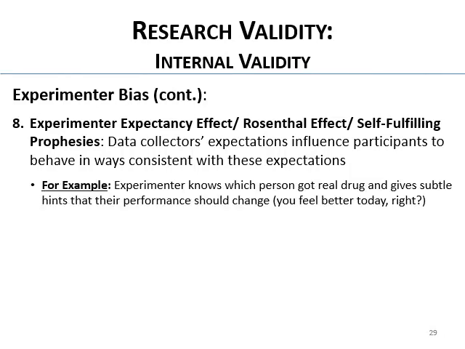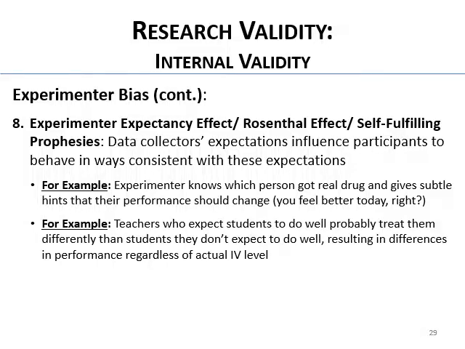So for example, let's say the experimenter knows which person got a real drug versus those who got a placebo. They could give subtle hints that their performance should change. So, you're feeling better today, right? To those who got the real drug versus those who got placebo. They're not really intending to bias their study, but they end up doing so. So you end up with a self-fulfilling prophecy where they behave in ways that are consistent with how the experimenter communicates they should behave. So another example, teachers who expect students to do well probably treat them differently than students they don't expect to do well.